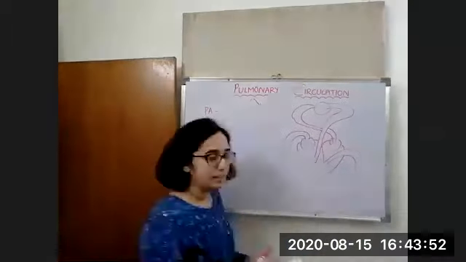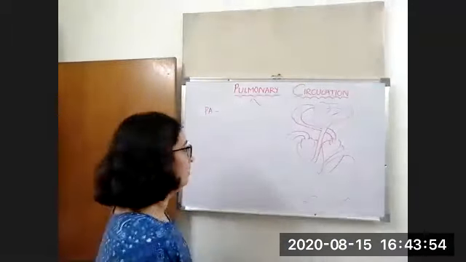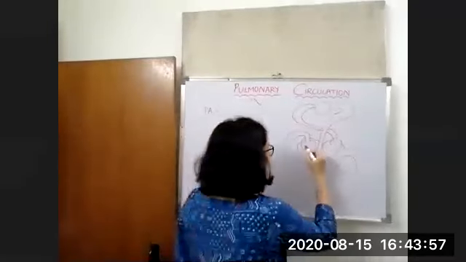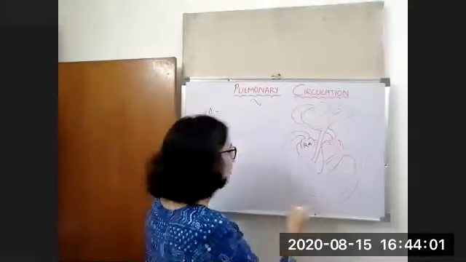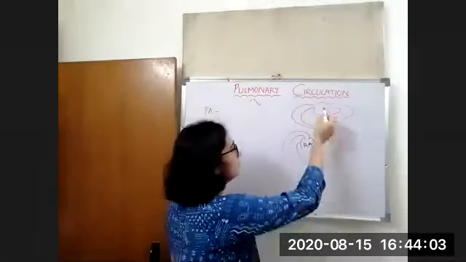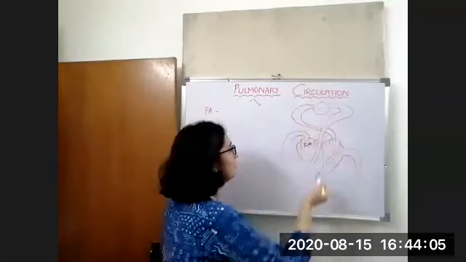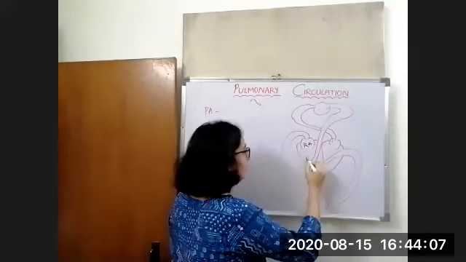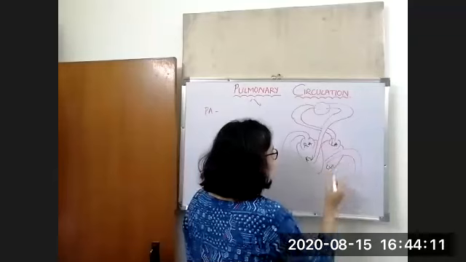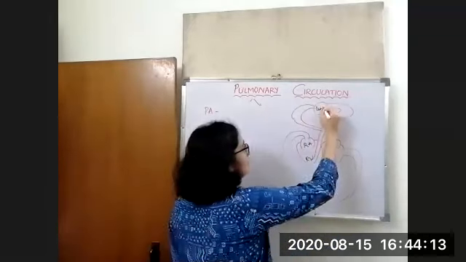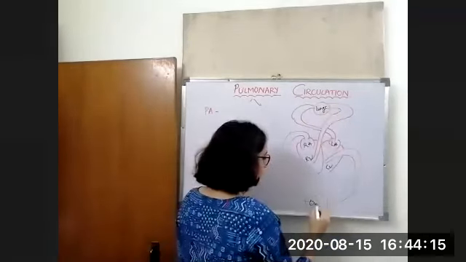So what we see here, this is the right atrium. This is just a schematic diagram of our heart. This is the systemic circulation. Suppose this is the lungs. So this is the right atrium, this is the right ventricle, left atrium, left ventricle. This is your lungs, and these are your organs.